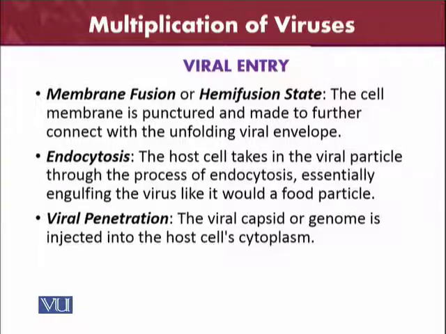Then the endocytosis. Endocytosis is just like engulfing a food particle. The host takes in the virus particle through the process of endocytosis, essentially engulfing the virus just like it would a food particle. Third, viral penetration: the viral capsid or genome may be injected into the host cell cytoplasm through other ways, so there are some other ways for genetic inoculation. We will see all three of these procedures one by one, that is, how the virus is capable of entering inside the body of the host.